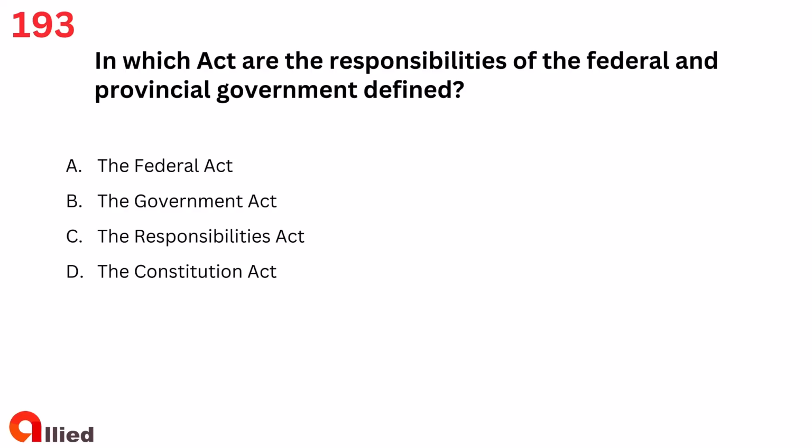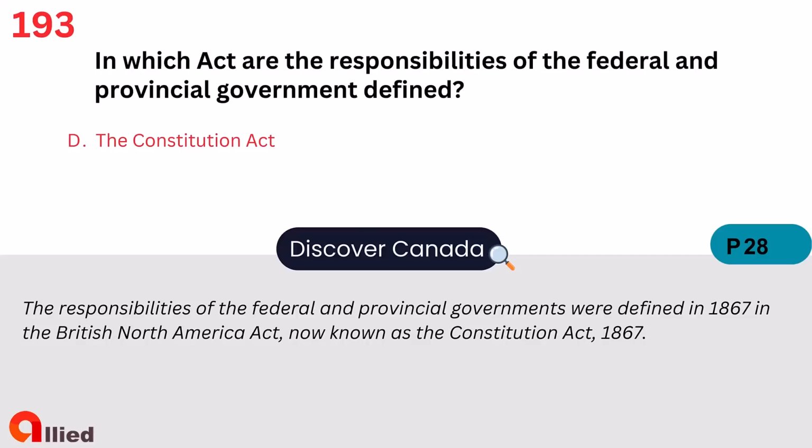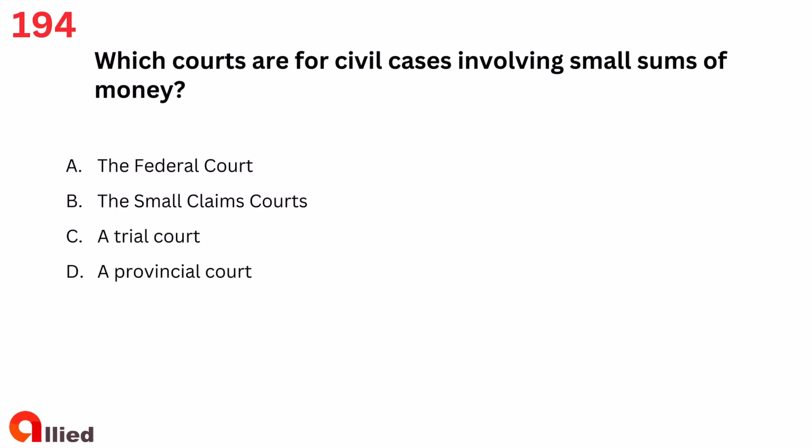Question 193. In which act are the responsibilities of the federal and provincial government defined? A. The Federal Act. B. The Government Act. C. The Responsibilities Act. D. The Constitution Act. The answer is D. The Constitution Act.